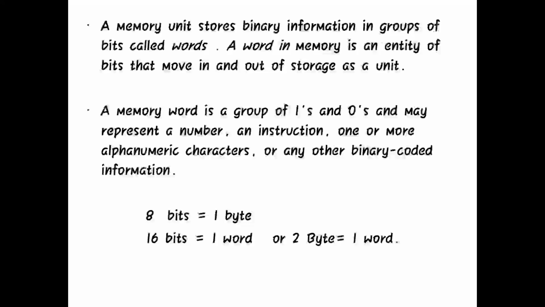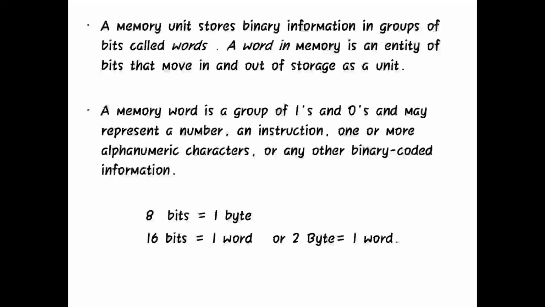One word. Data in our memory unit is stored in terms of a word. A word in a memory is an entity that moves in and out of a storage unit. From now onwards, I'll be using the term word. What is a word? Our information in the memory unit is in the form of words. The data is transferred into a memory in words, and again the data is transferred out of a memory in terms of words. That is, 16 bits are arranged in our memory unit.